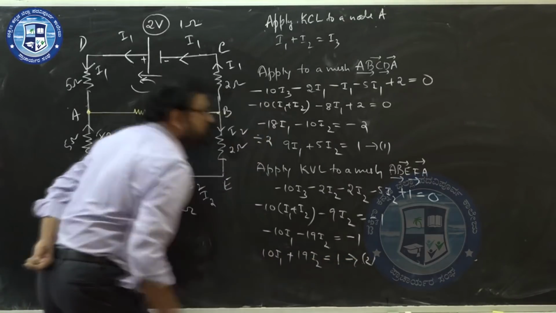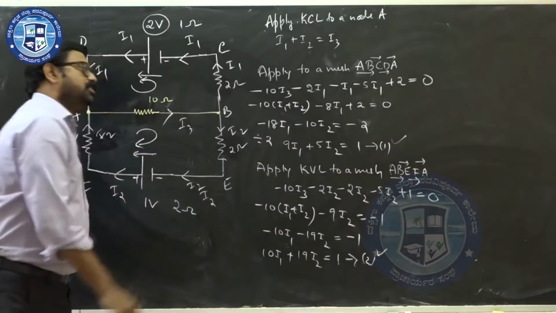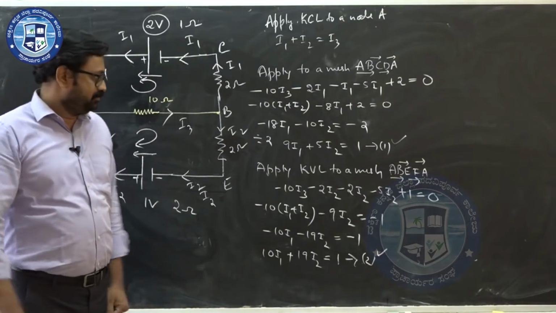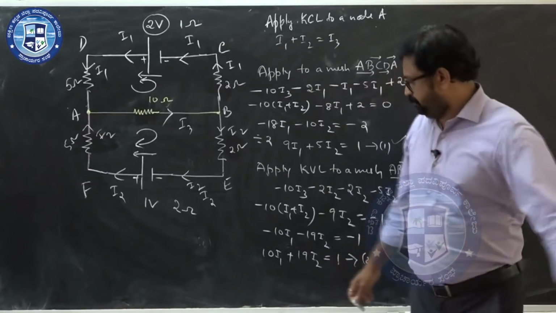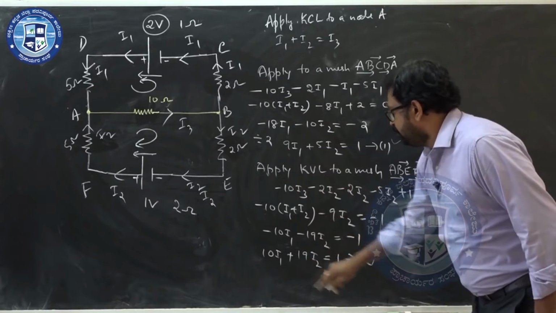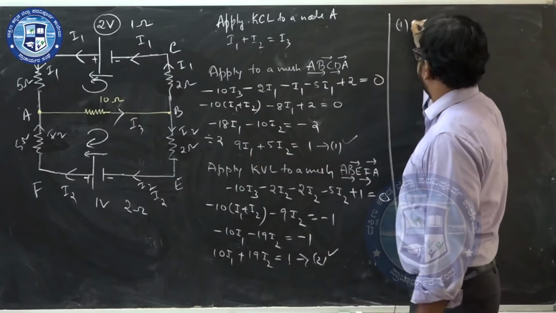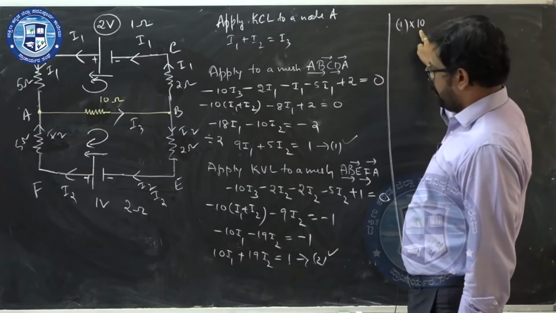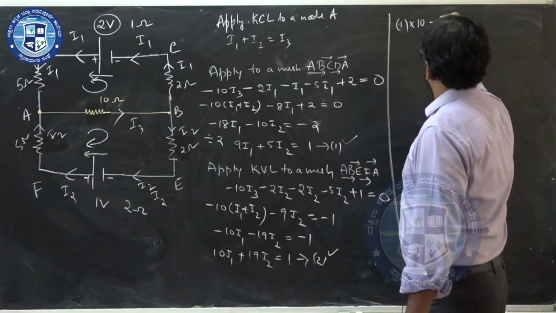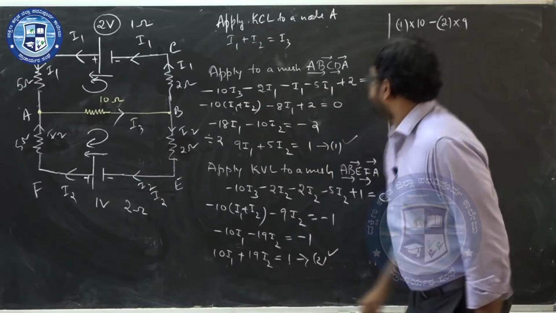I got equation 2. Just look at equation 1 and equation 2. Don't you think these two equations are having the same two unknowns? Simultaneous equations, solve for I1 and I2. So what you can do is, just look at equation 1, it is 9 and here it is 10. I will just multiply equation 1 by 10, then minus equation 2 multiplied by 9.